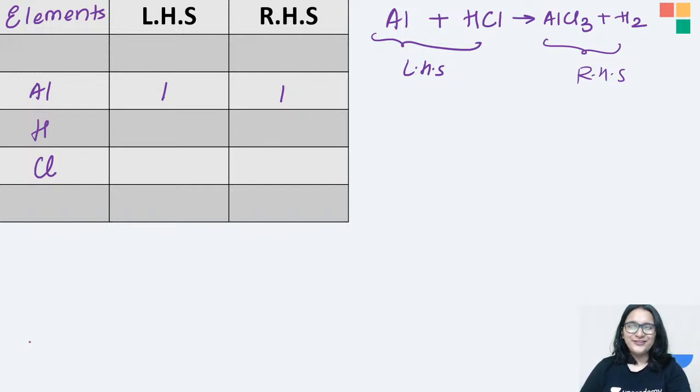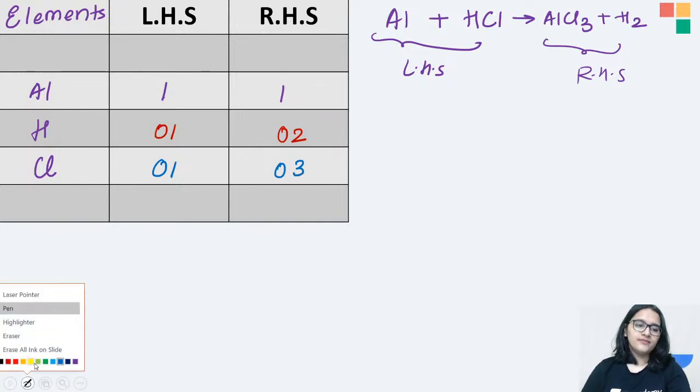Yes, Gopal Sharma, absolutely. Then we talk about hydrogen. We have 1 hydrogen on the left hand side, and we have 2 hydrogen on the right hand side. Moving on to chlorine. How many chlorine do we have on the left hand side? We have just 1 chlorine on the left hand side, and we have 3 chlorine on the right hand side.